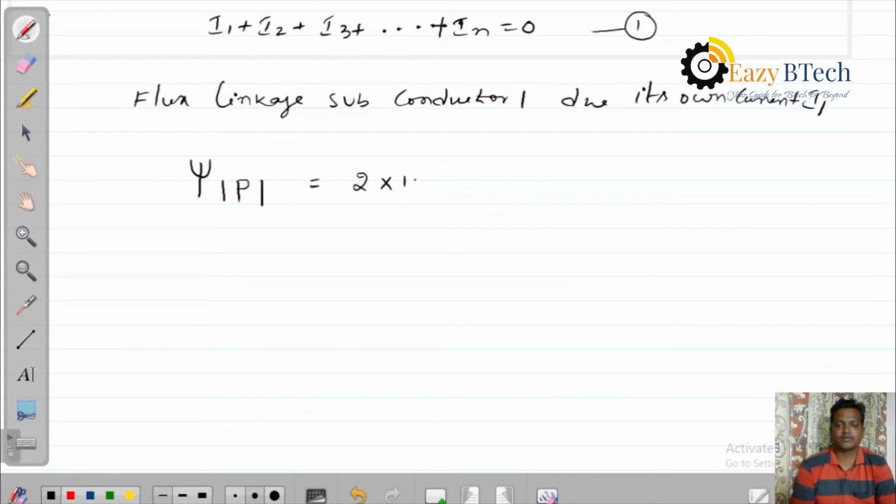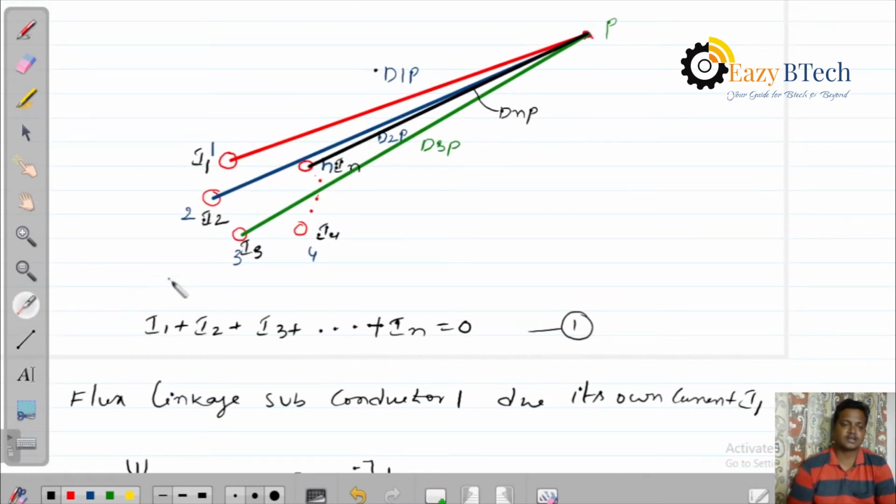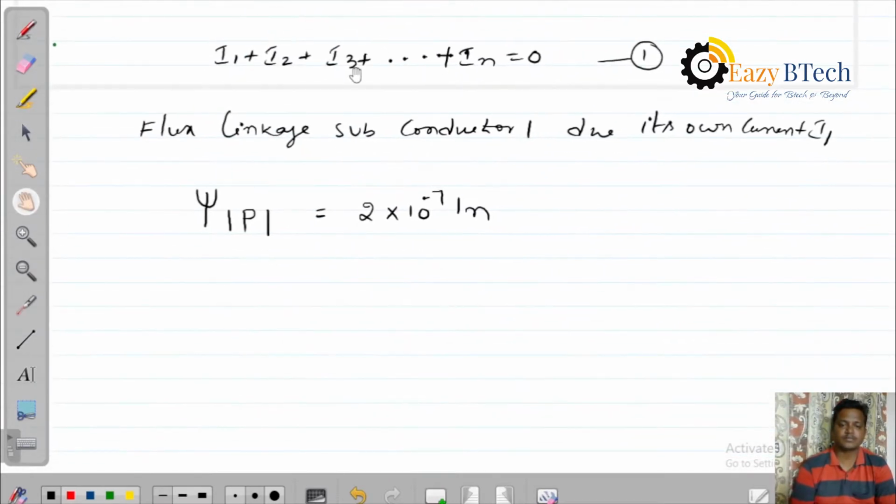It is 2 into 10 power minus 7 ln. The numerator is the distance from the first subconductor to P, that is d1P. This is the numerator, divided by the distance from conductor 1 to conductor 1, which is d11. This is the denominator.